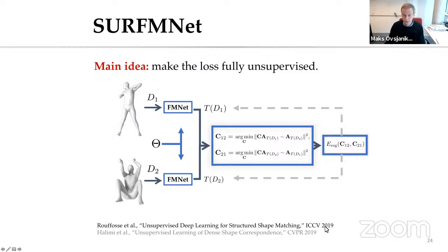Now, I should mention that there was a parallel paper done independently at the same time by Halimi and colleagues that had very similar goals, but they used slightly different techniques. So I'll focus on the losses that we use.